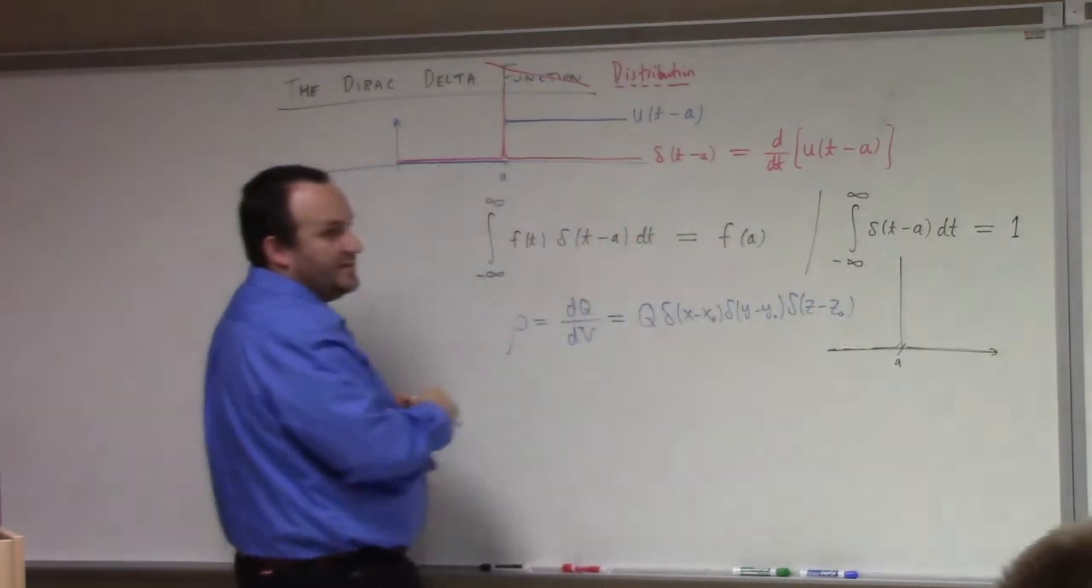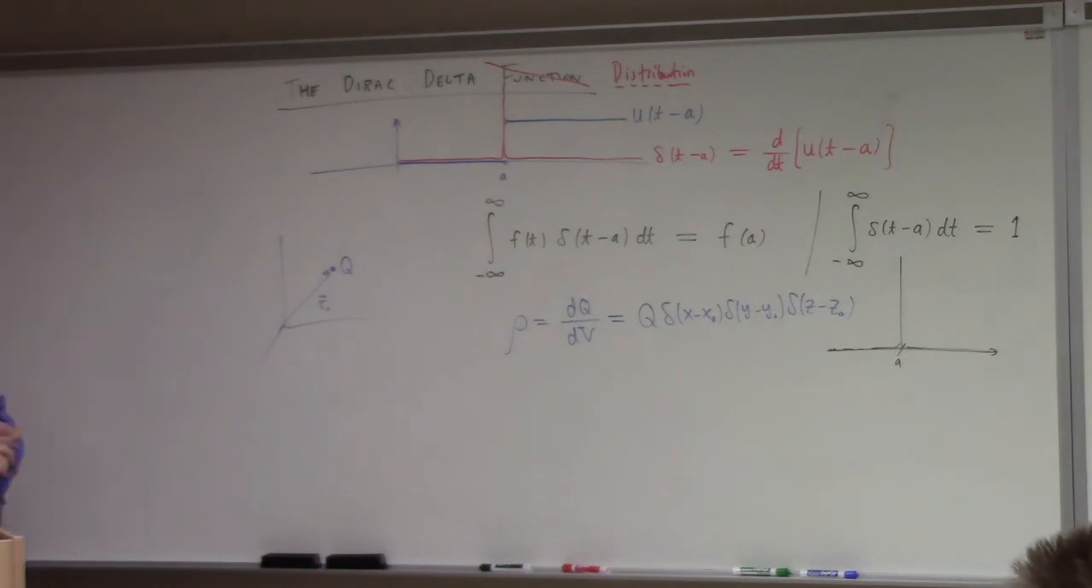When you integrate this thing in 3 dimensions, the only way that that's non-zero is if the point x naught, y naught, z naught is in your volume of integration. So that's what these Dirac delta functions are used for in electricity and magnetism: to express the charge density for point charges. They're important there. But there's something else here.